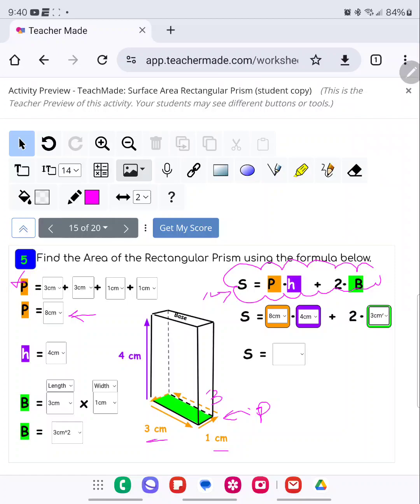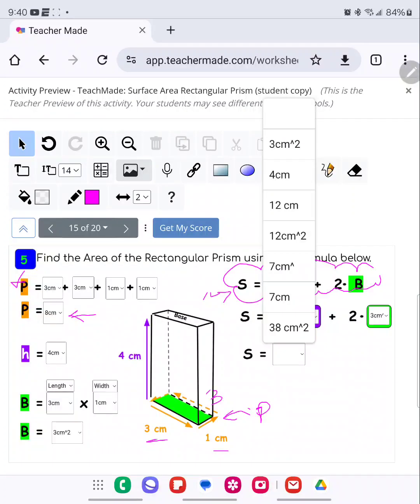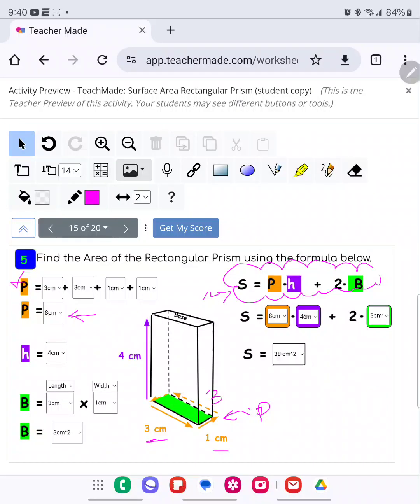Now the simple math, guys. What is 8 times 4 plus 2 times 3? Go ahead and put this in your calculator. 8 times 4 plus 2 times 3. All right, so hopefully you got, look at all your answer choices here. Hopefully we got this one, 38 centimeters squared. And that is it, guys. You just found the surface area of this rectangular prism.